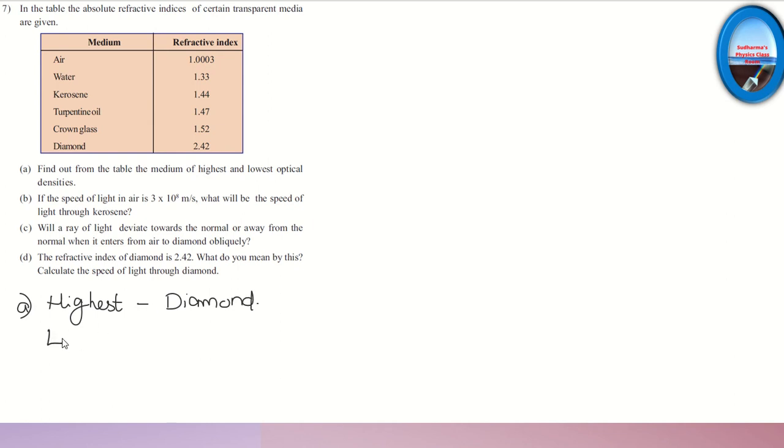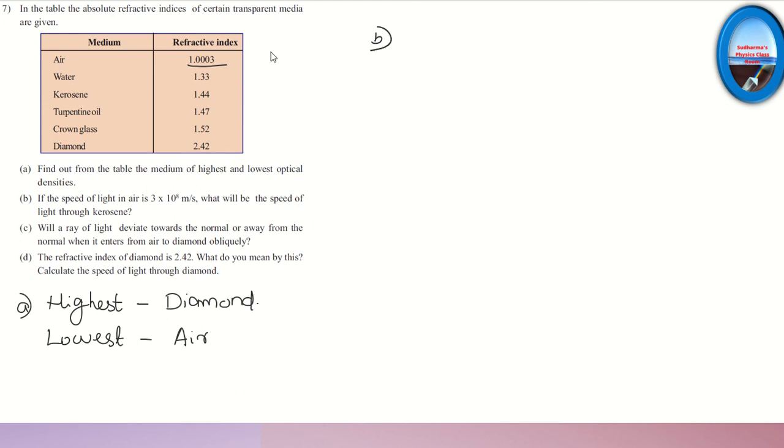Now, the lowest optical density is the one which is having the lowest refractive index in the table, that is nothing but air. If vacuum or air is given, it's having the lowest refractive index or lowest optical density.